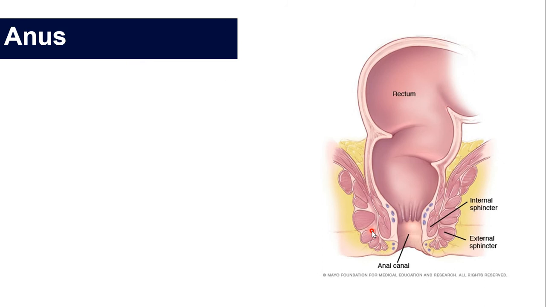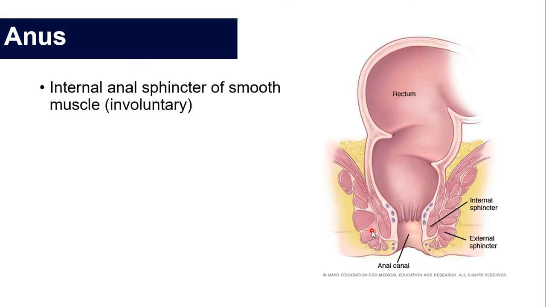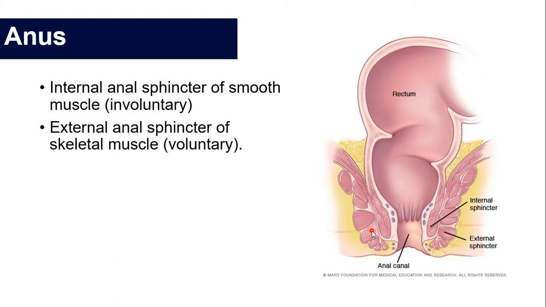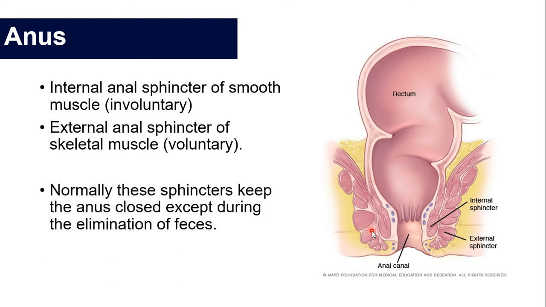It is guarded by internal and external muscles. These are your internal anal sphincter of smooth muscle, which is involuntary, and the external anal sphincter of skeletal muscle, which is voluntary. Normally, these sphincters keep the anus closed except during the elimination of feces.